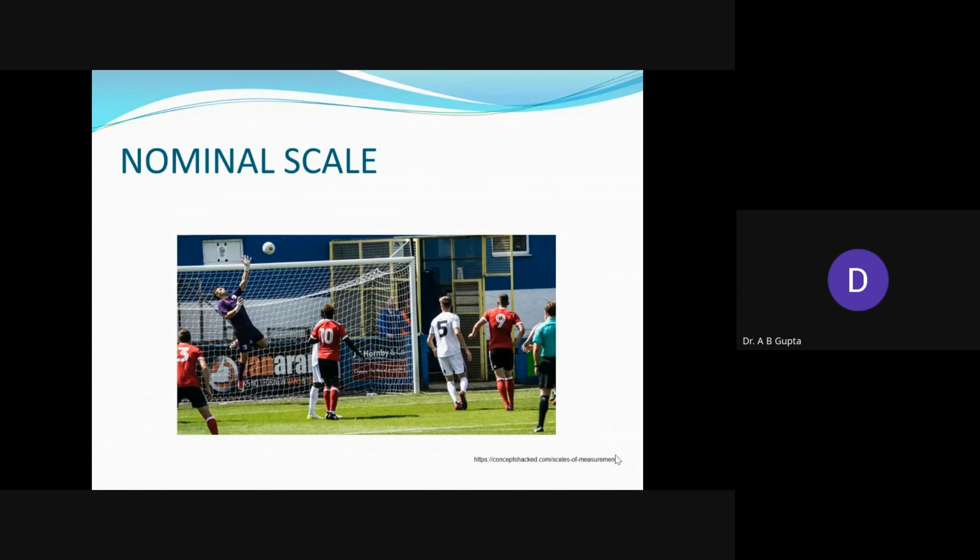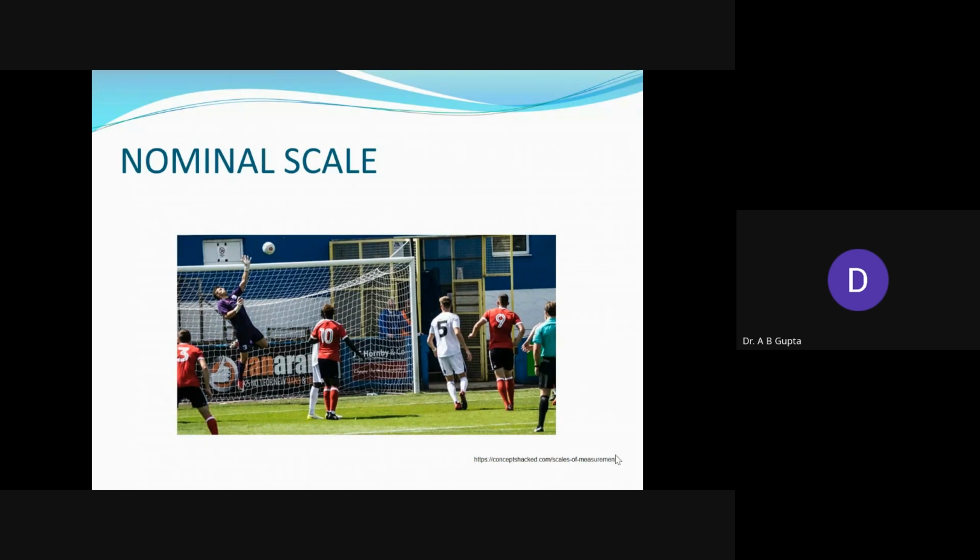For example, in this figure, there's one player with jersey number 3, another player with jersey number 10, jersey number 5, number 9. As such, they do not have any meaning. It is just to keep track of the people. You are assigning a certain symbol or a certain label. So just categorizing the data. If that is the purpose, then you use the nominal scale.